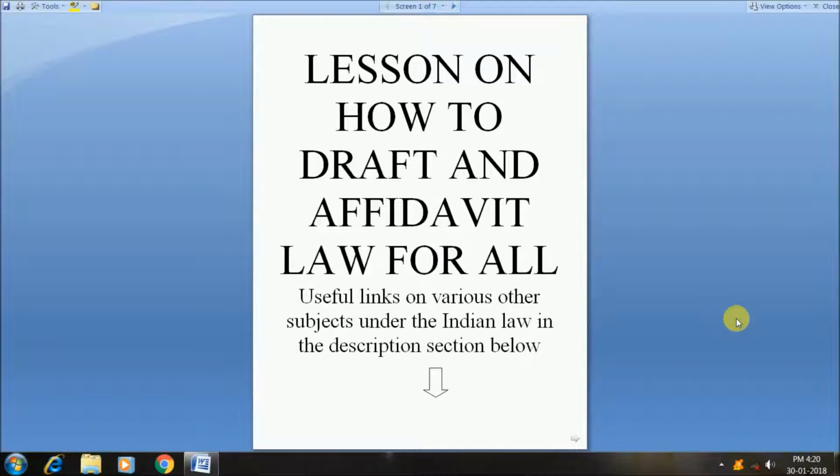Now, an affidavit does not require witnesses, as opposed to other documents. Like, for example, an agreement for leave and license, or any agreement for that matter under the contract law. The law requires that such an agreement has to be compulsorily attested by two competent witnesses. Whereas an affidavit is not bound by such strictures. An affidavit does not require witnesses.